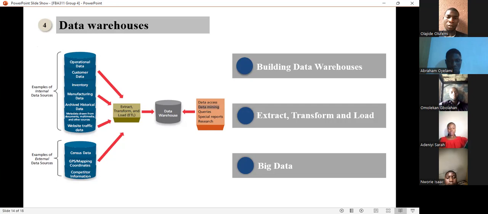And also from the right-hand side, you can see after the data has been sent to the data warehouse, after it has been extracted, after it has been transformed, and after it has been loaded into the data warehouse, you now access it. Then if there's need to mine it, you mine the data. That's like you review the data. If there's any query, you check for any query. And if there are any special reports and research. So that's just it basically.